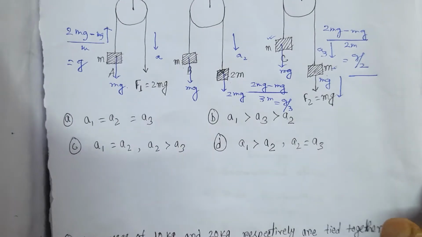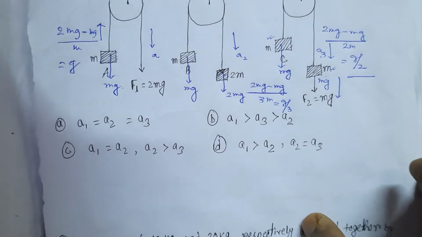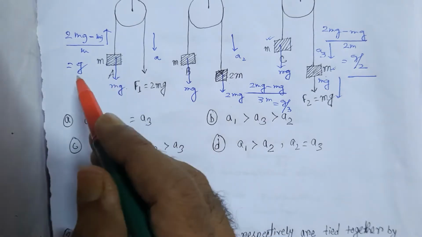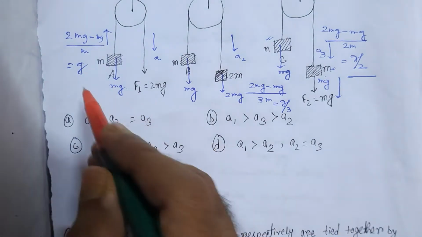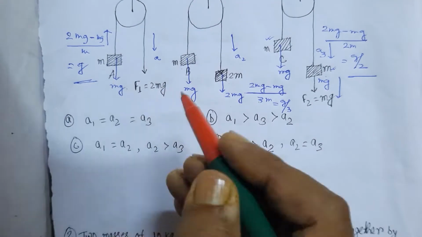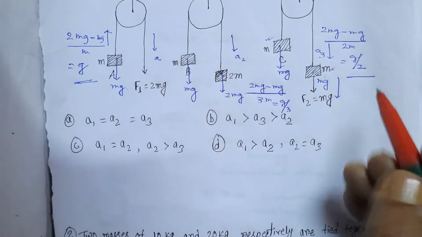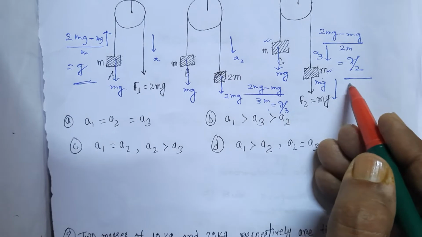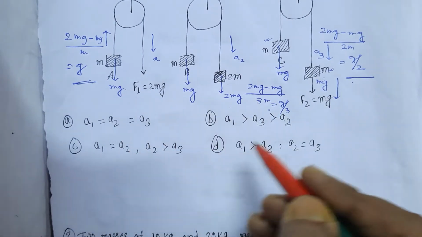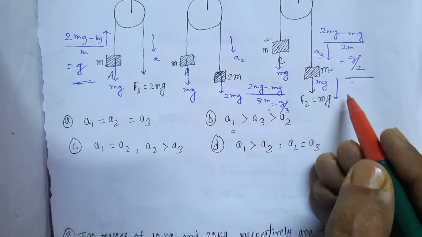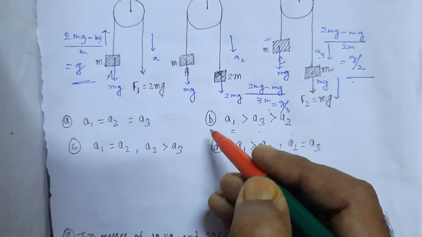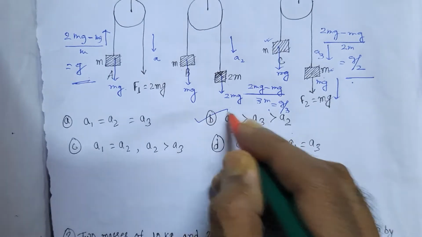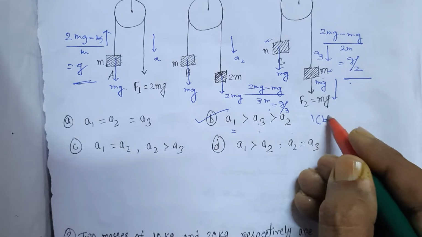So considering the whole problem as a whole, A1 is greater than A2 or A3. So A1 is g, A2 is g by 3 and A3 is g by 2. So A1 is maximum, then A3, then A2. So B is the correct option. So the correct choice of question number 1 is B.